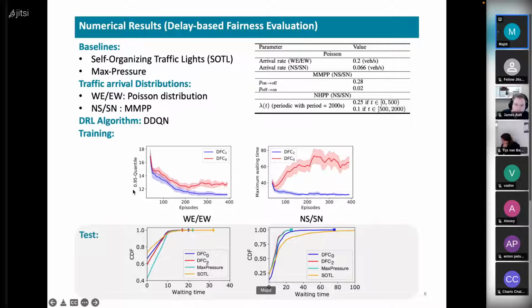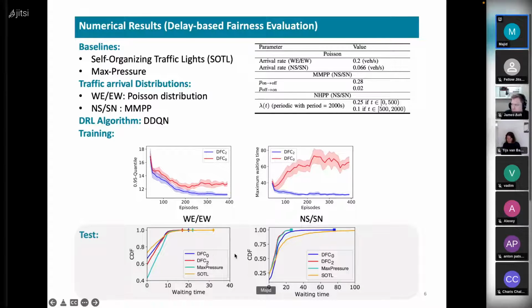Here we're showing the 95% quantile and also the maximum waiting time as a function of the episodes, as the algorithm learns. As you can see, as the number of episodes increases, DFC2 has a much better performance compared to the red one, where we are not considering fairness. The maximum waiting time increase for DFC2 is much smaller than the one where we are not considering fairness.